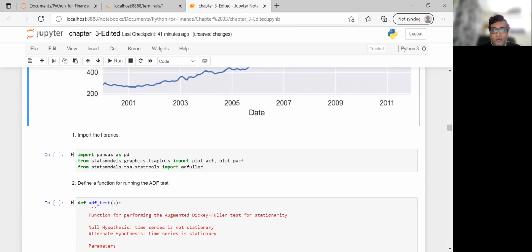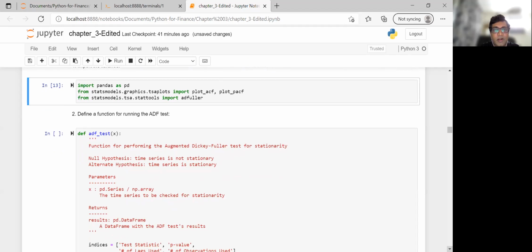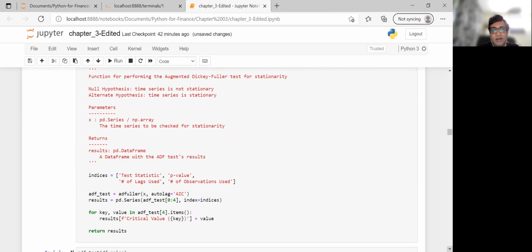I am now importing some of those libraries. The important one here is AD Fuller. ACF and all we are not using, so you can ignore that. Now, what is ADF test? This is the augmented Dickey Fuller test for stationarity. Again, I'm not going deep into it. I don't think that we should be spending a lot of time there. What is important here is to understand we have developed a function here which does the testing of stationarity.